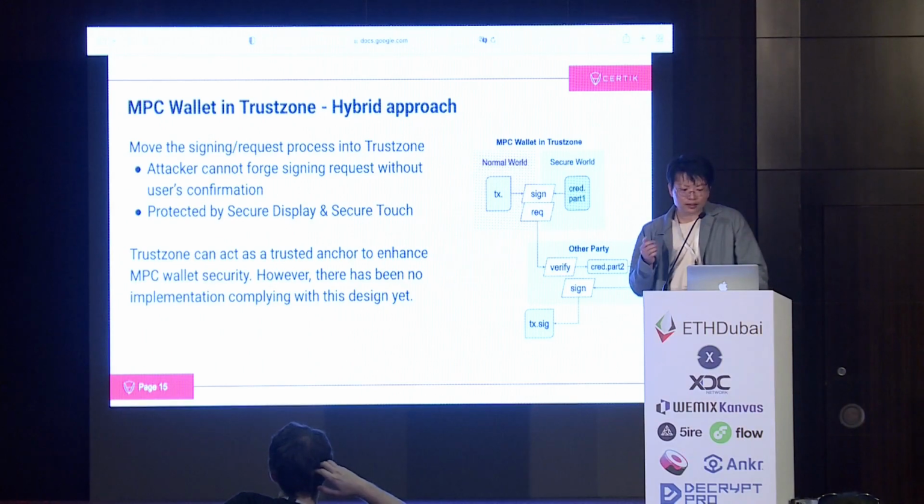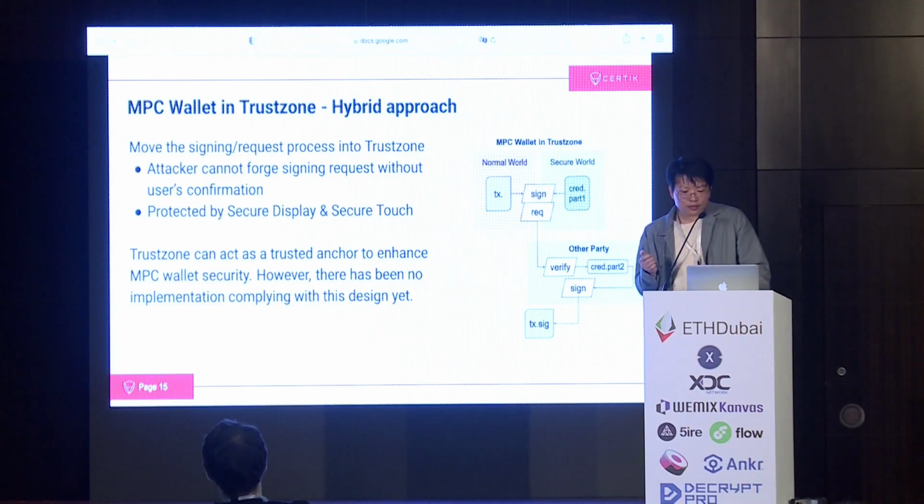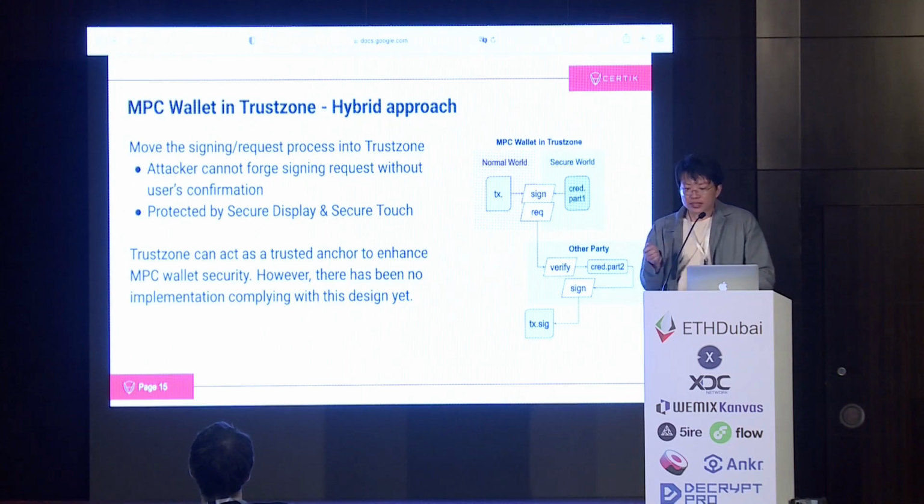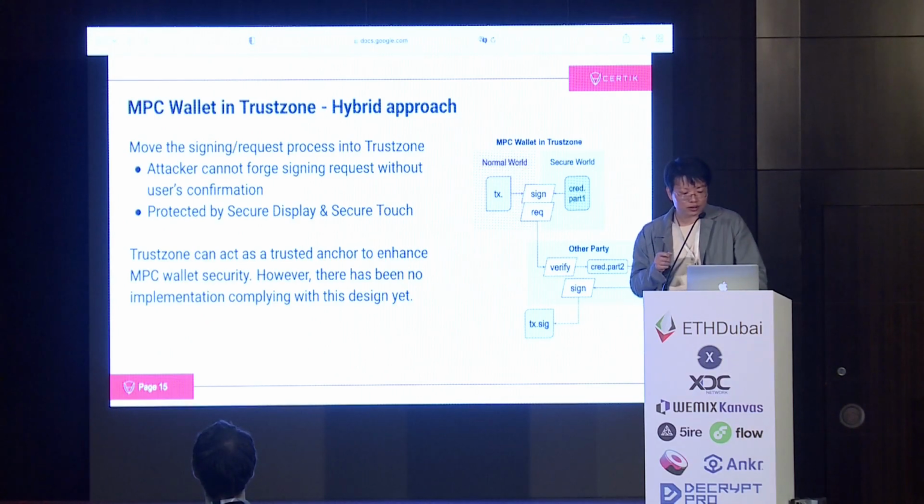So why not take advantage of both hardware and software-based protections? If we combine multi-party computing and trust zone, we can address the issue of partial key loss and request forging at the same time. With this hybrid approach, trust zone can act as a trust anchor to enhance the MPC wallet security. Each sending request must be confirmed and authorized by the user through the trust display and secure touch, preventing attackers in the normal world from interfering with the MPC sending process.